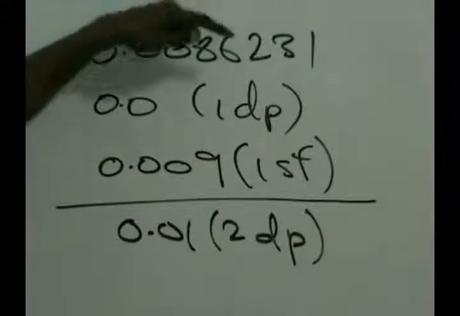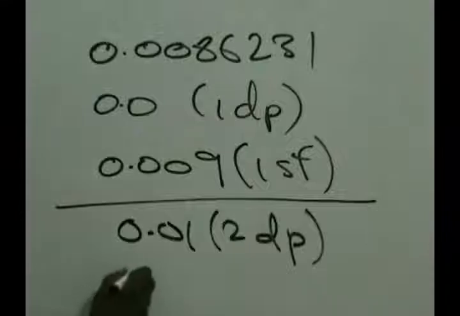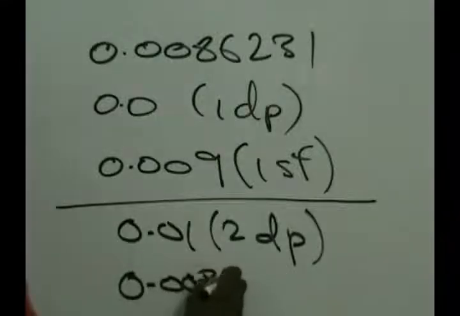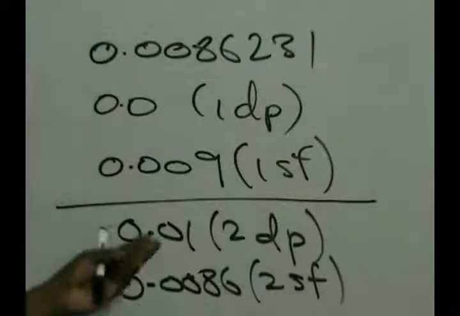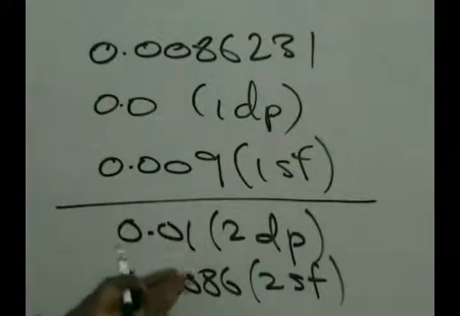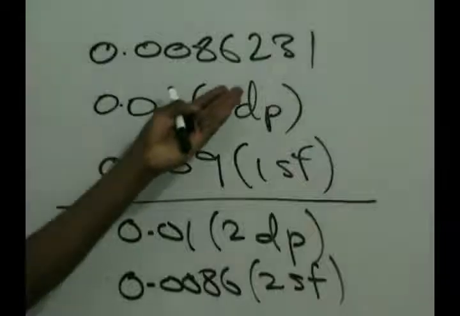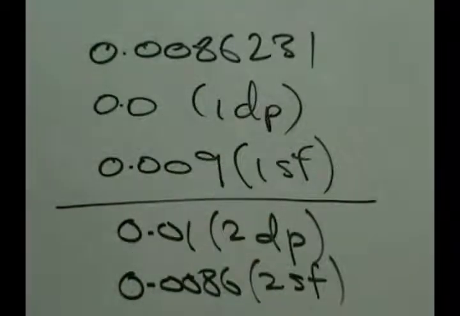And similarly, 2 significant figures: first significant figure is 8, second significant figure is 6. 6 followed by a 2 will remain a 6. So this will be 0.0086 to 2 significant figures. Again, you see the difference between the two, in terms of decimal places and significant figures.